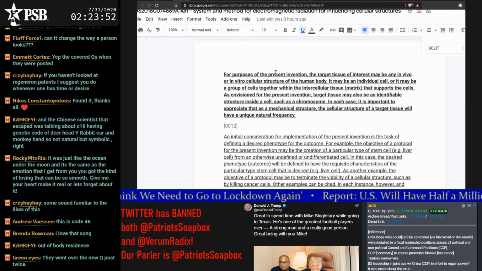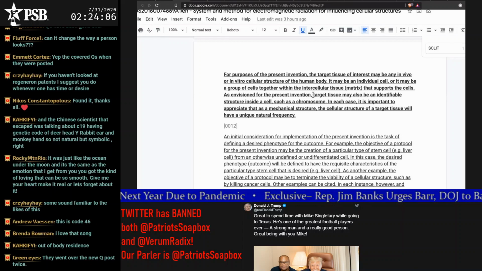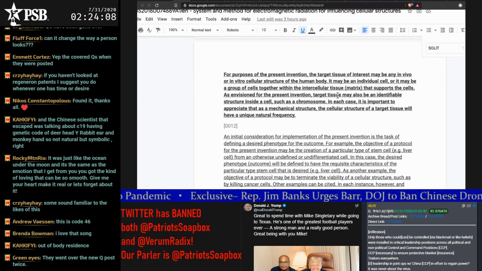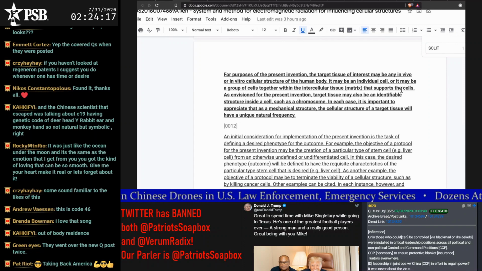It says here, for the intent of this present invention, target tissues of interest may be in the body or outside the body, maybe a cellular structure of the human body. It may be an individual cell, or it may be a group of cells within the intracellular tissue matrix that supports the cell. So what does that mean? Well, you have cells and then you have support structure cells that ultimately combine together to make things like an organ or veins or nerves or anything else. And that's what they're talking about.